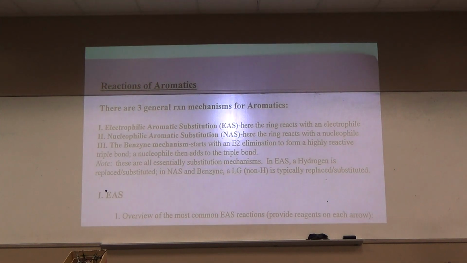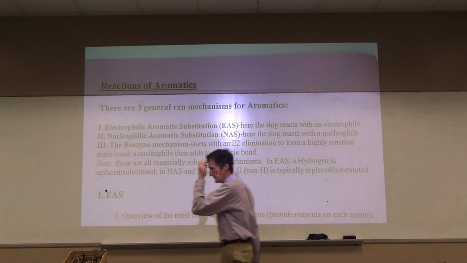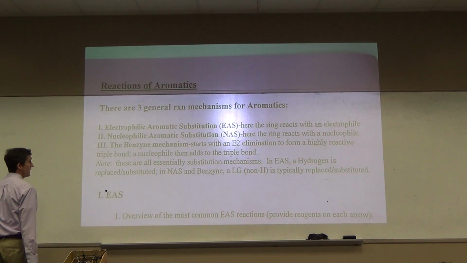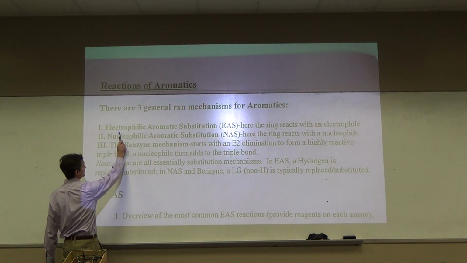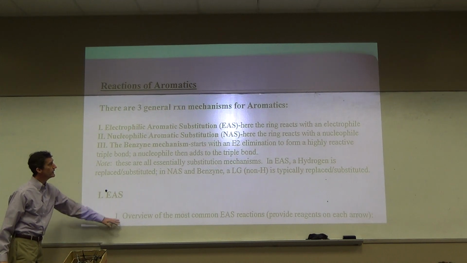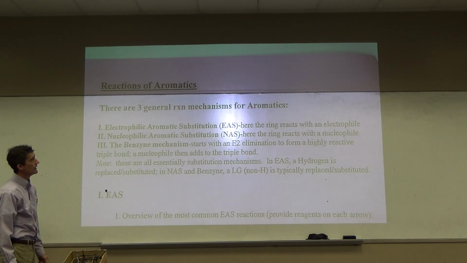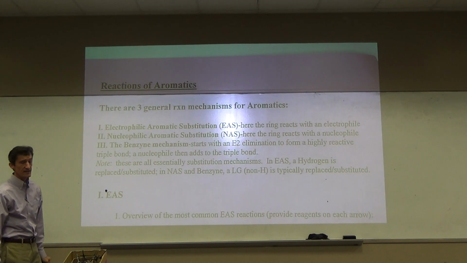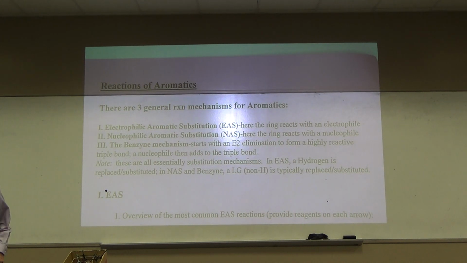Mechanisms for this chemistry. There's 3 mechanisms we will see. The first is called electrophilic aromatic substitution, EAS. That's where we will begin. Here the ring reacts with an electrophile. The electrophile is the reacting thing. That's why it's called an EAS. We'll spend a lot of time on EAS. It's the most common. Okay.